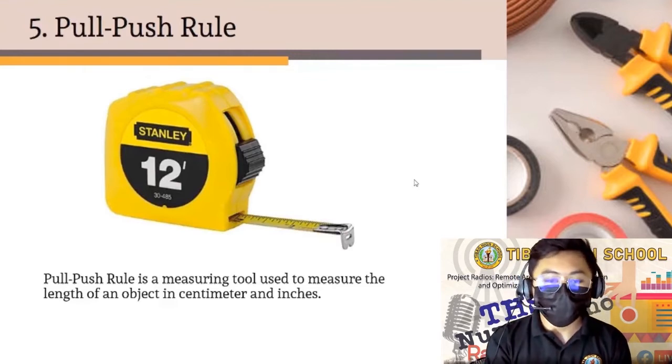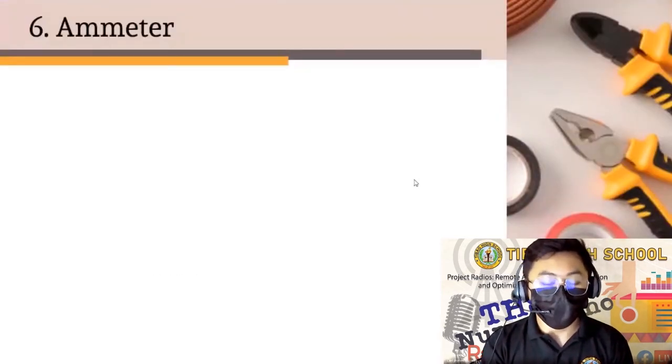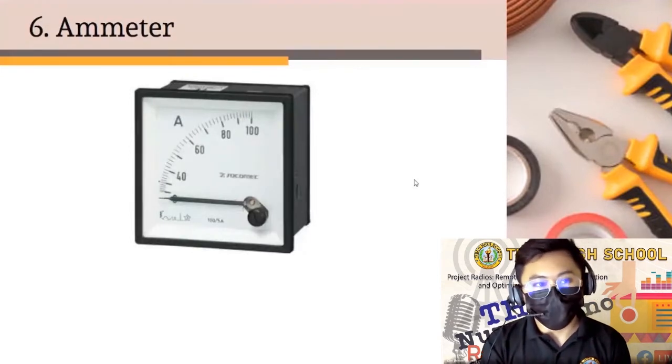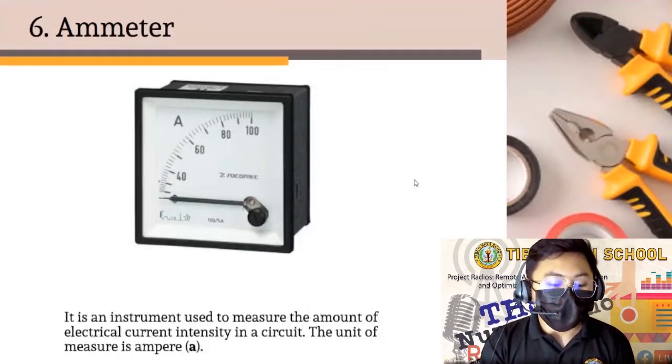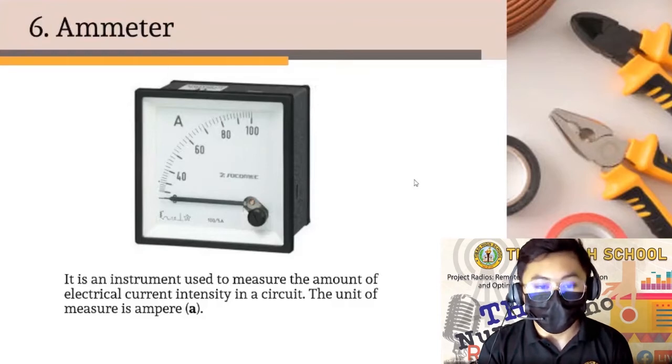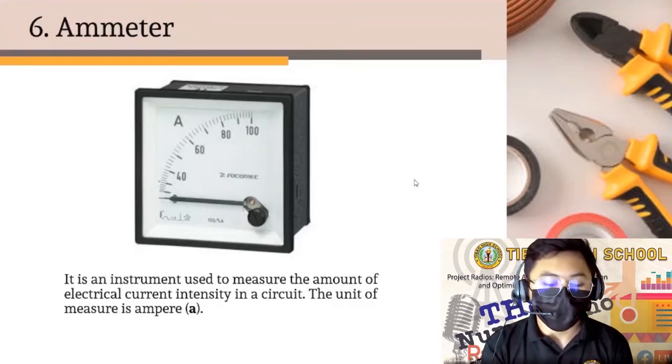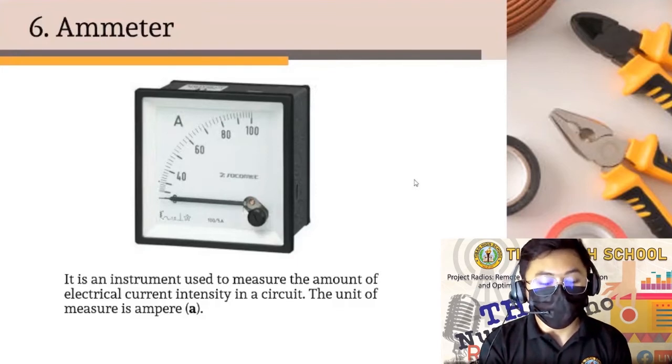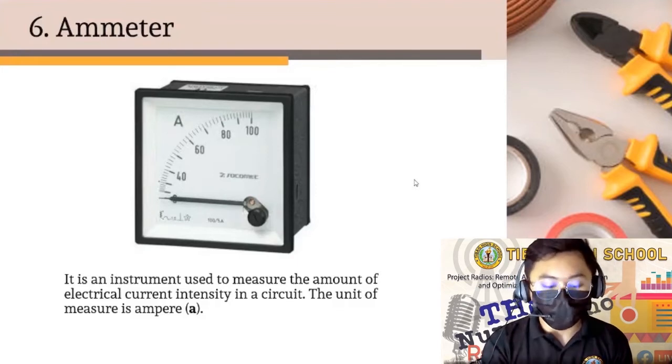Okay, maliwanag ba? Good. Proceed tayo sa next, which is a tool called the ammeter. Ganyan naman ang itsura ng isang ammeter. So an ammeter is an instrument used to measure the amount of electrical current intensity in a circuit. So the unit of measure is ampere or letter A. So ampere ang tawag natin sa amount of electrical current na dumadaloy sa isang circuit. Okay? And we are using ammeter to measure the ampere.